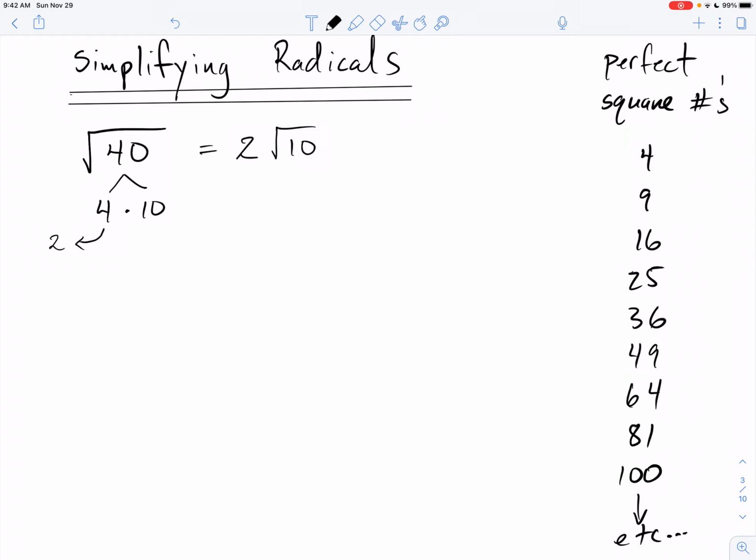The word radical means root, so I use the word radical a lot. So 2 rad 10 would be the simplified version. Now, let's play with another one. What is the square root of 18? And you go, oh, 18? Well, that's 3 times 6.